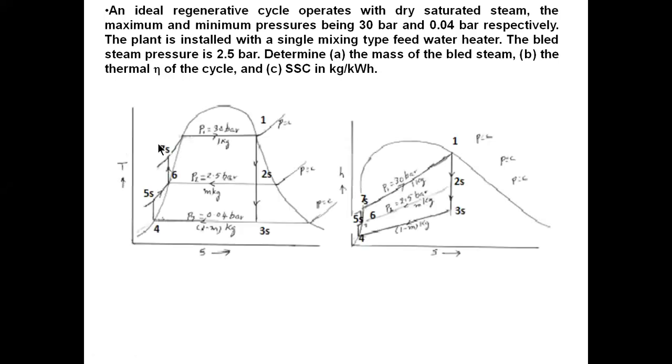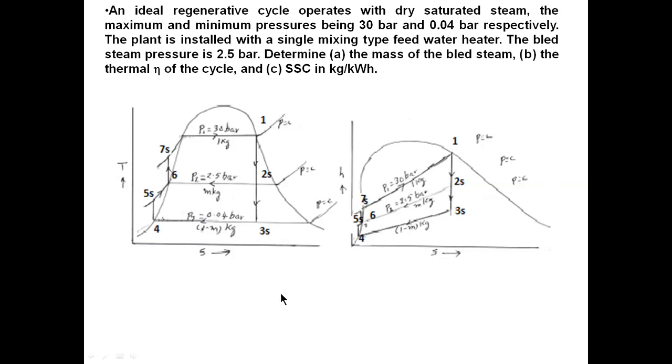For this let me draw the diagram. First, note the boiler pressure given is 30 bar, condenser pressure is 0.04 bar, and intermediate pressure, that is feed water heater pressure, is 2.5 bar. First you need to draw the three pressure lines: condenser pressure 0.04 bar, feed water heater pressure 2.5 bar, and boiler pressure 30 bar. Similarly on the h-s diagram also you need to draw the three lines like this. You know how the pressure lines follow on the h-s diagram.